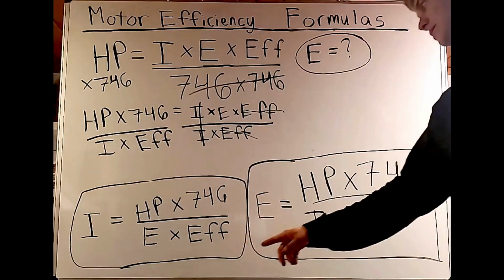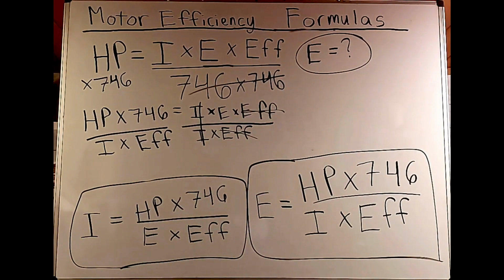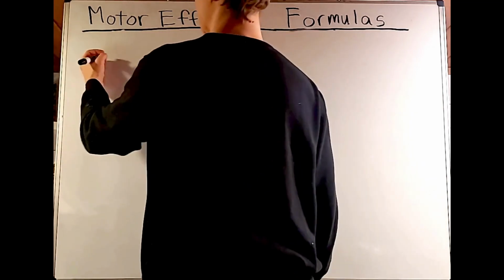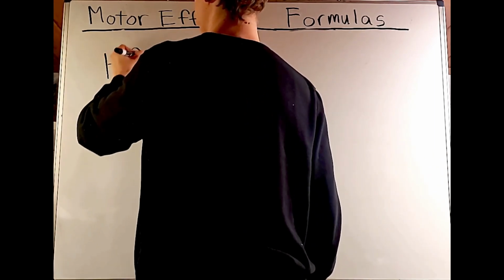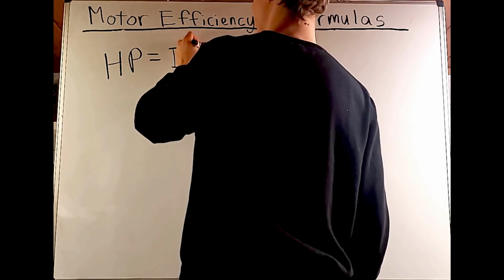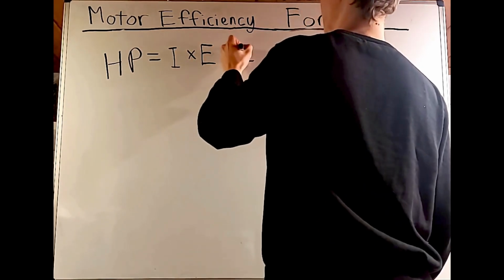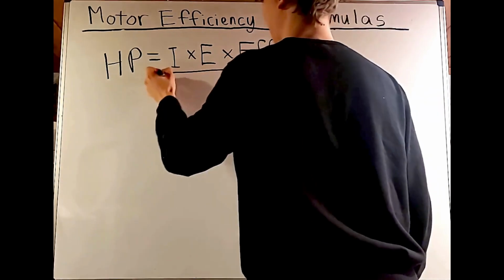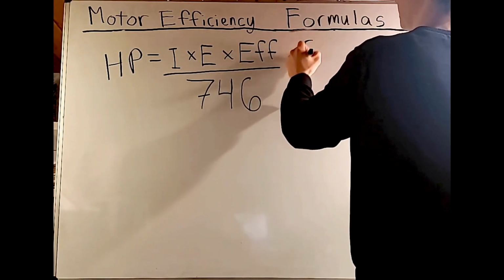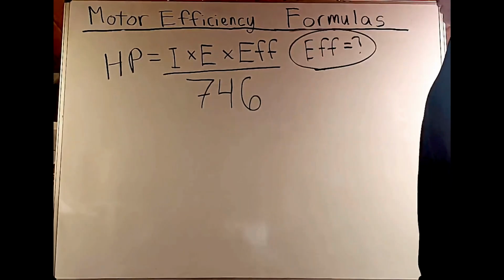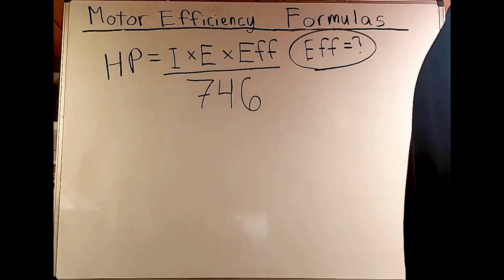So now I'm going to erase these. I just wanted to keep those around for now in case you wanted to compare it to the original. But now we're going to move on. Okay, so now I'm going to rewrite the horsepower formula. So let's just do this together. Horsepower is going to equal I times E times the efficiency over that constant 746. Now, the whole point of this is we want to find the efficiency. We want to make that the subject of the formula.